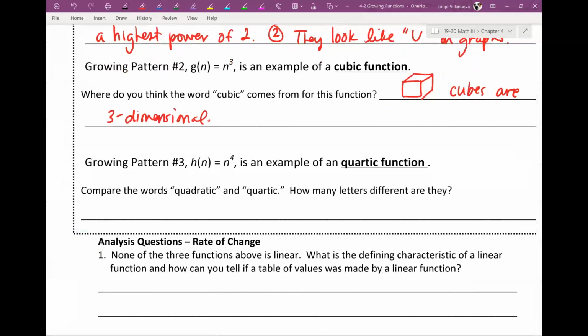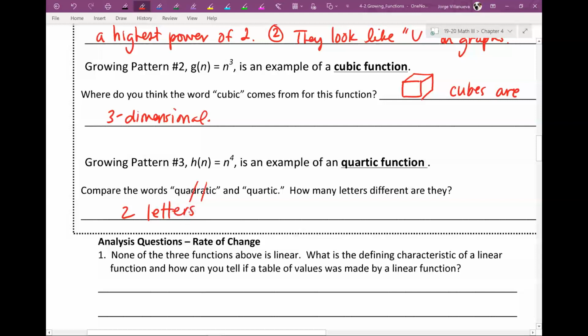And I think this question's kind of, I think they just made this up because they had nothing else to ask. Compare the words quadratic and quartic. How many letters are they different? Well, there's the D is different here, and the A is different there compared to the other one, right? So if you get rid of the A and the D, they both say quartic. So there's 2 letters that are different.